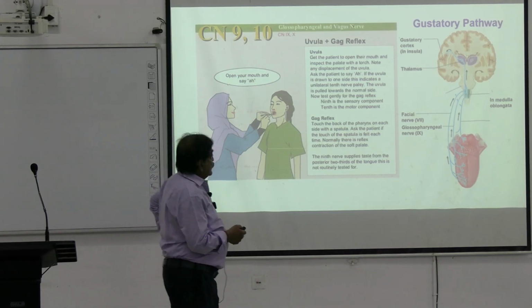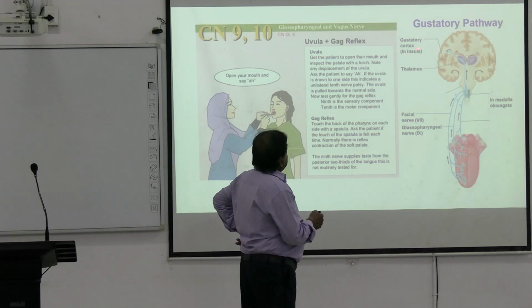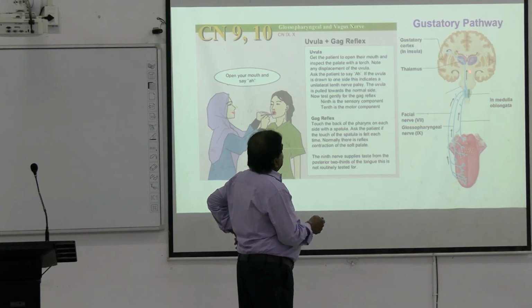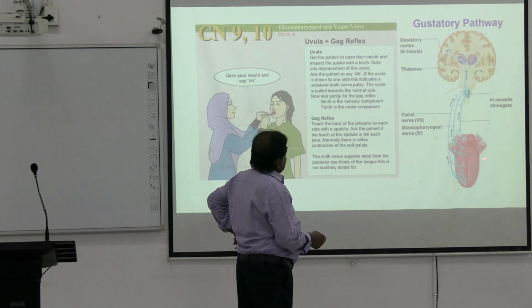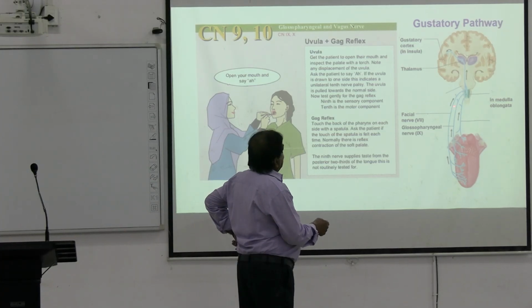Now the gustatory pathways: the gustatory cortex or insula. This is the insula, thalamus, and see the posterior part of the tongue, the anterior part of the tongue, moving through facial nerve 7 and the glossopharyngeal nerve. These are the gustatory pathways.